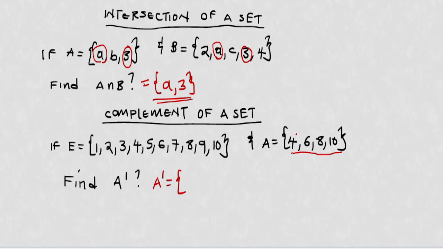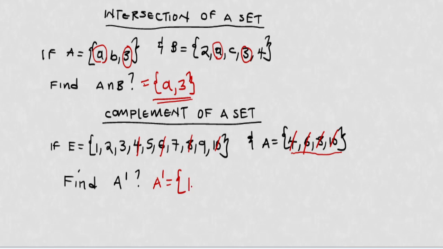In set A, I have 4, so I go in the universal set and I cancel out the 4. In set A, I've got 6. I go in the universal set and cancel out the 6. In set A, I've got 8. I go in the universal set and cancel out the 8. In set A, I've got 10. I go in the universal set and cancel out the 10. Then whatever remains uncancelled forms a complement.